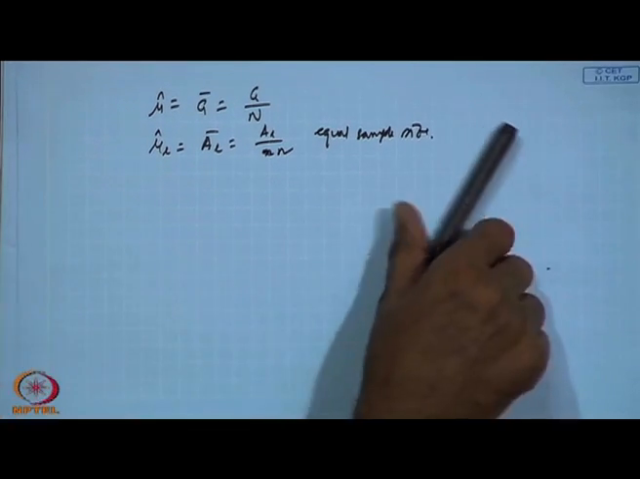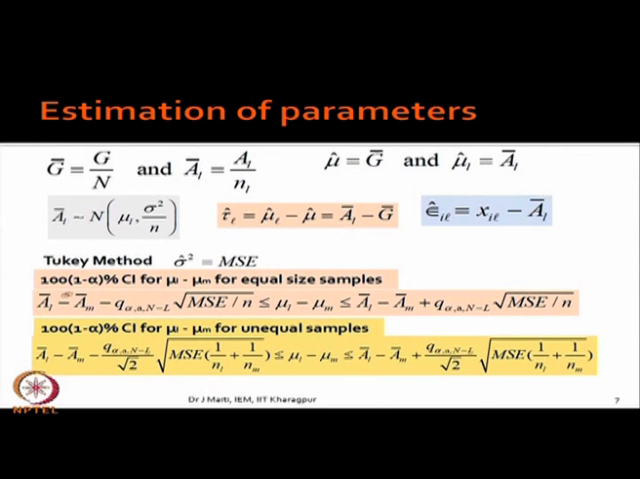And we are showing here one method which is known as the Tukey method. This Tukey method is used to see the difference in mean values, the confidence interval as well as the hypothesis testing. That means whether the difference is statistically significant or not, and what is the confidence interval for these differences. This is a simultaneous confidence interval.